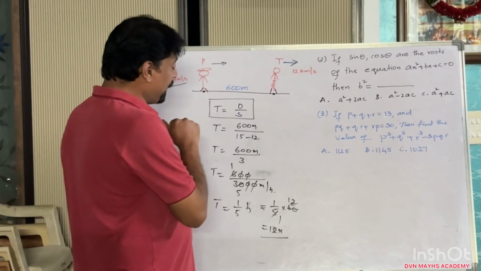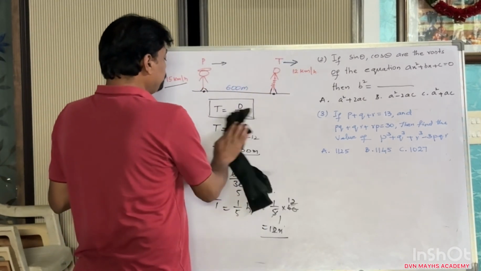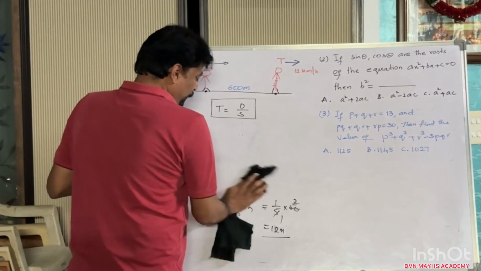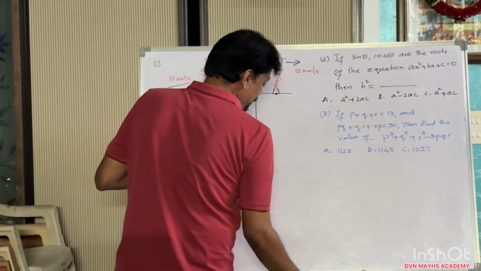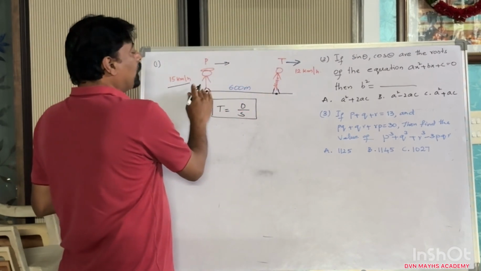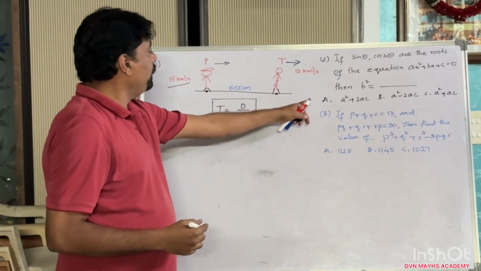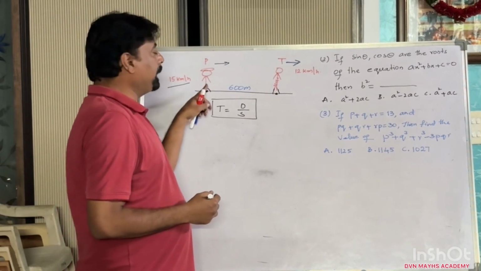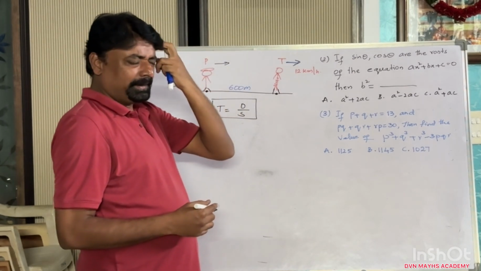But in another situation, for example, police speed is 15 kilometers per hour and thief speed is 12 kilometers per hour. But the police start to catch this thief after 1 minute. The thief is running, but the police was stopped and after 1 minute he started to catch this thief. Then what time will he take?